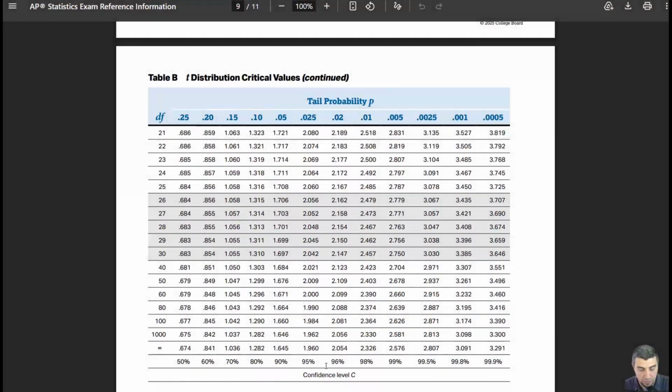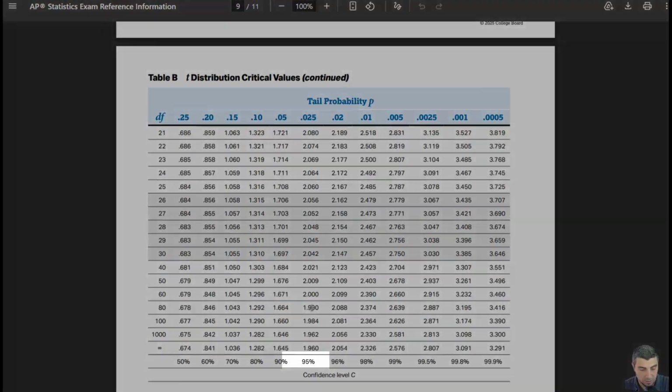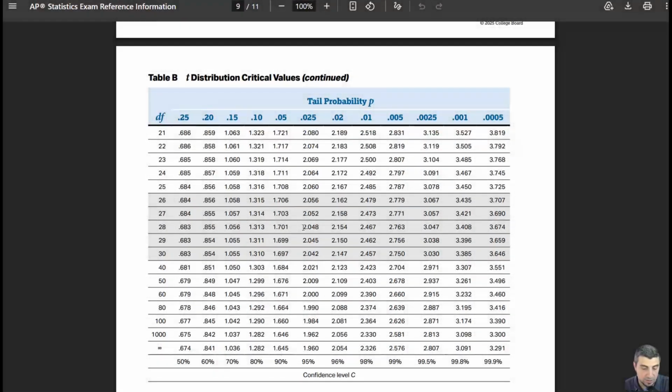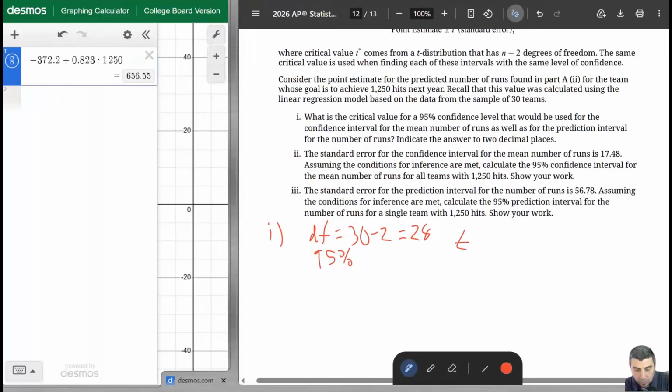If we go over to a 95% confidence interval, 28 degrees of freedom gives us a t-star critical value of 2.048. And that's the one we're going to use for both confidence intervals we're going to calculate in parts 2 and 3. So the t-star critical value is 2.048. To 2 decimal places, that would be 2.05.